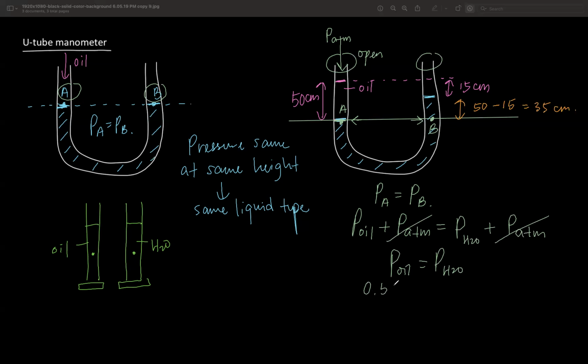Change to meter 0.5 and then times rho. We don't know the oil, so times 9.8. Okay, or you use 10, equals to, this one is 0.35 times 1000 times 9.8. Okay, we get 4.5, 4.9. Rho equals to 3430. And the density of oil is 700.